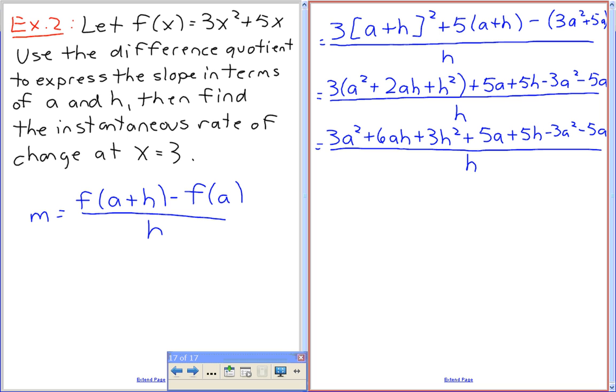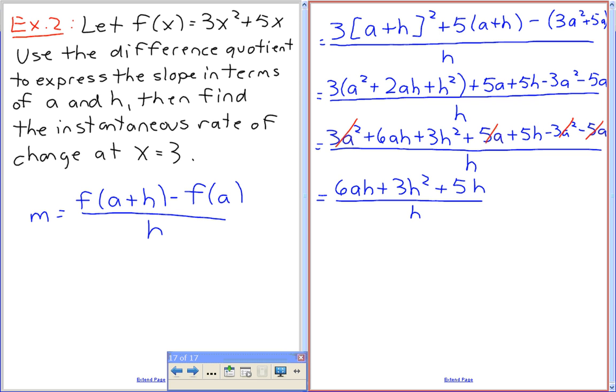Matthew, can you simplify the numerator for me? Does anything cancel? Well, 3a squared and the negative 3a squared. Good. 5a and negative 5a. Lovely. Okay. So we're left with 6ah plus 3h squared plus 5h all over h.